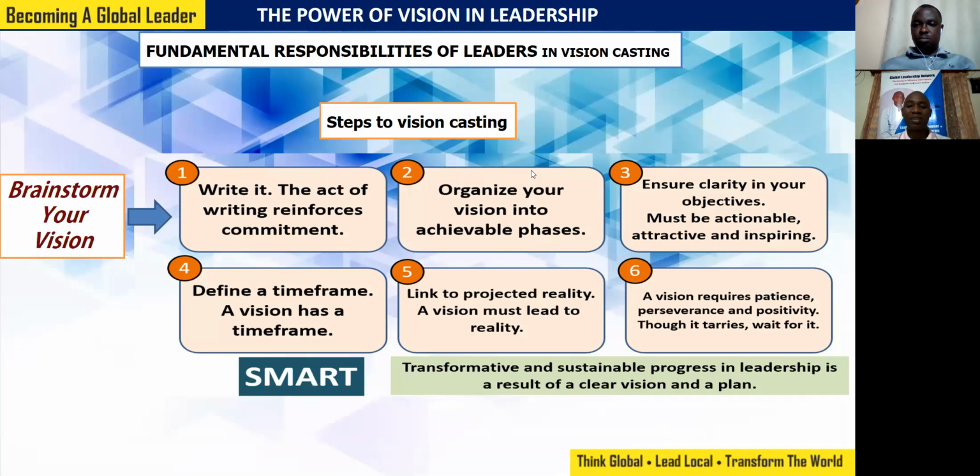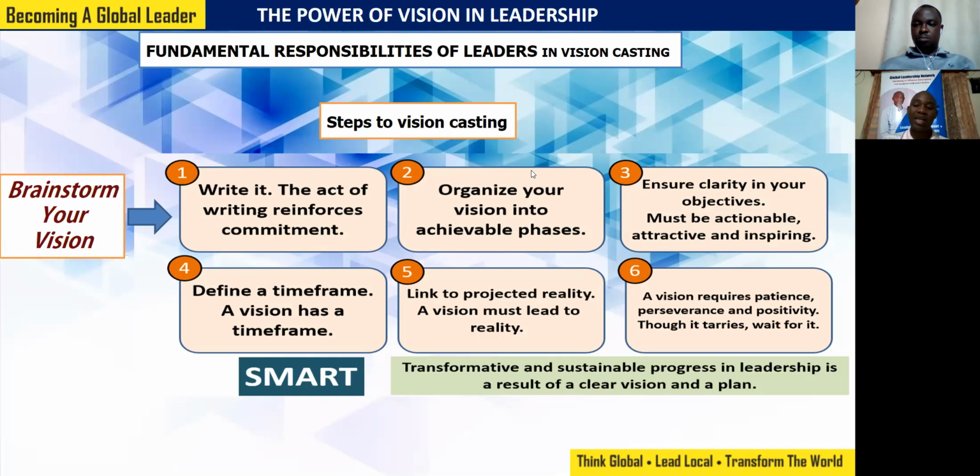Some steps, I just need to mention this as I pass. Brainstorm your vision, write it down. There is a commitment that comes with writing down. The act of writing reinforces commitment. Organize your vision into achievable phases. Ensure clarity in your objectives, must be actionable, attractive, and inspiring. Time frame, link to projected reality.